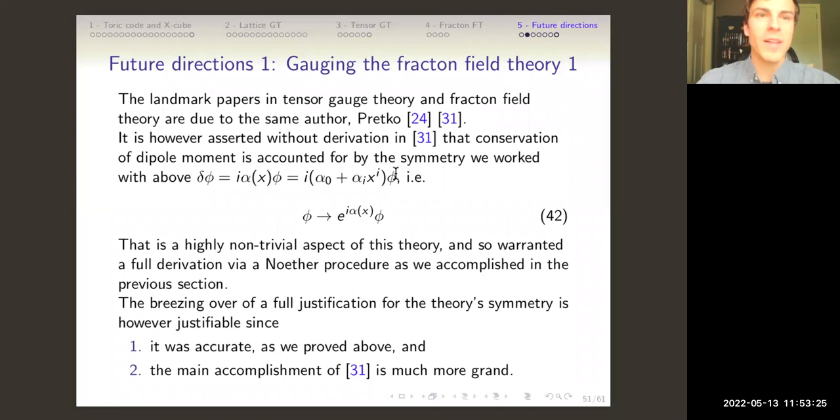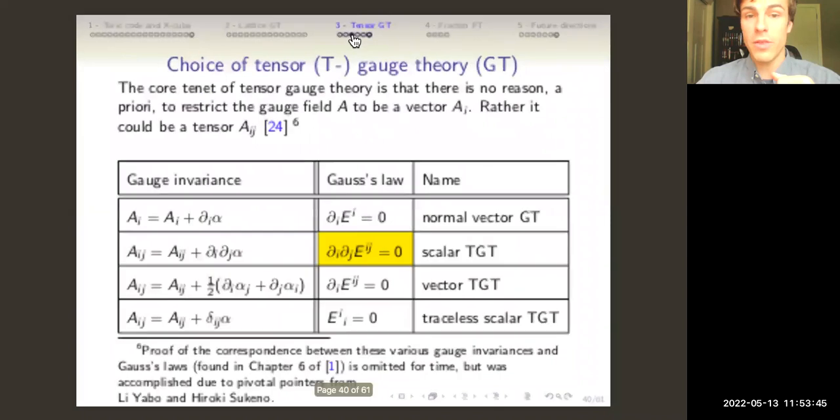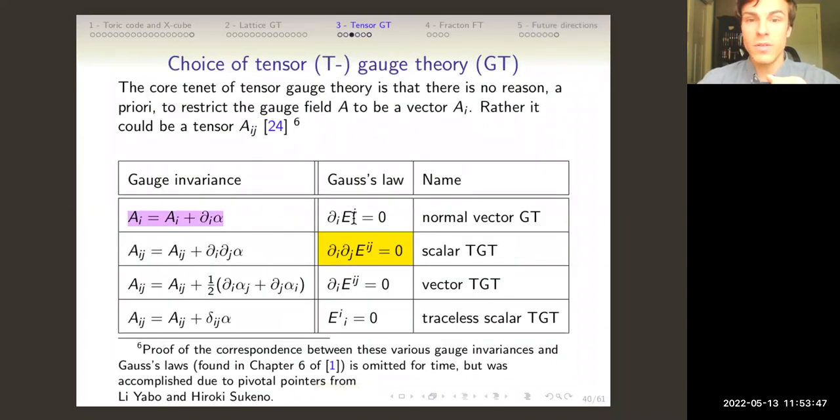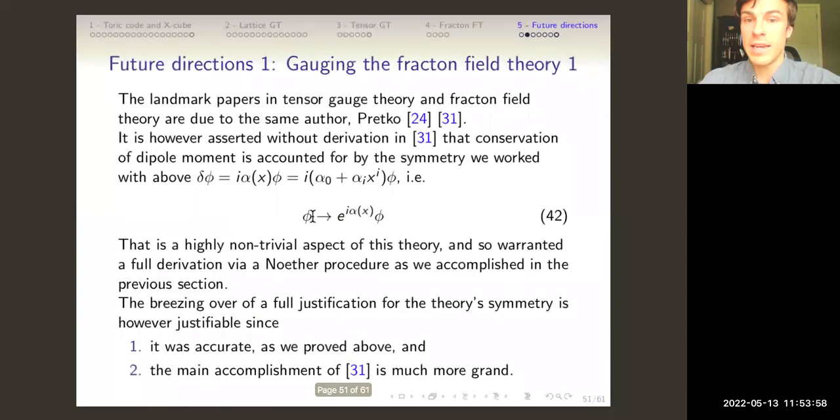So the novel aspects are with regards to the correct form or the correct derivation of the BP term and the rationale for it, viewing the toric code as QED, the correspondence between gauge invariance and the corresponding Gauss's law, whether in the standard way that we know, where the gauge field is a vector, or where the gauge field is a tensor, both of those, as well as justifying the symmetries from a field theory perspective because they give us dipole conservation.